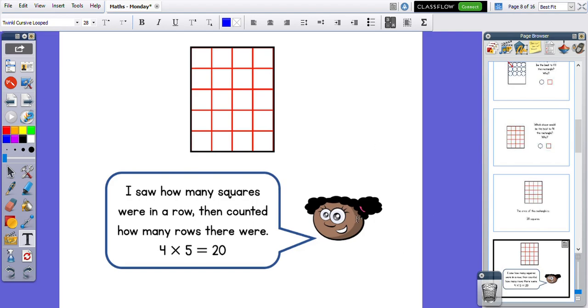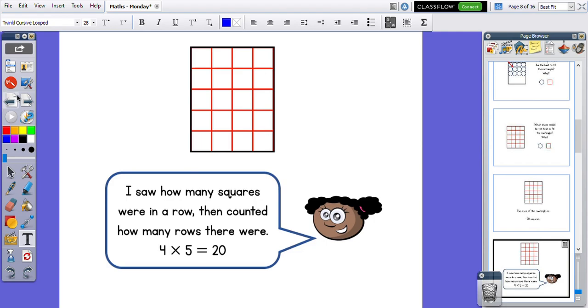Okay, so this girl says, I saw how many squares were in a row. So a row goes horizontally, then counted how many rows there were. So she saw that there were 1, 2, 3, 4, 5. So she did the calculation 4 multiplied by 5 to give her 20. Okay, so she did how many squares are in a row, how many rows are there, and times those two numbers together.